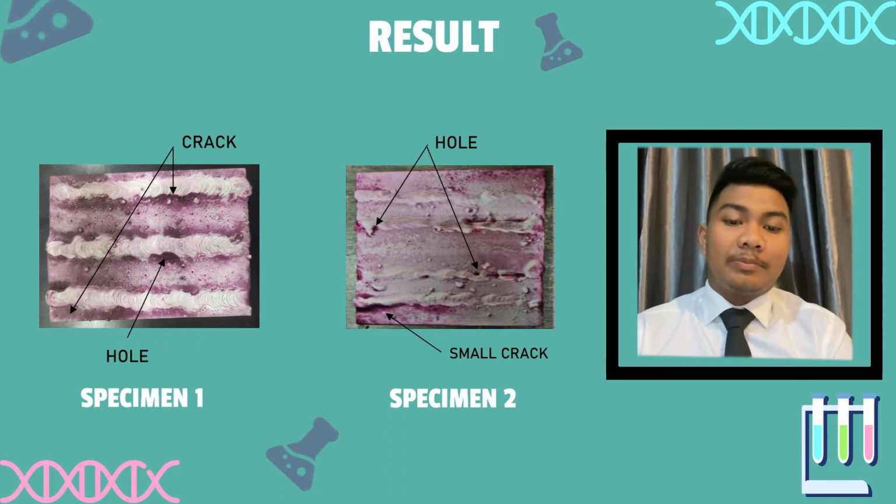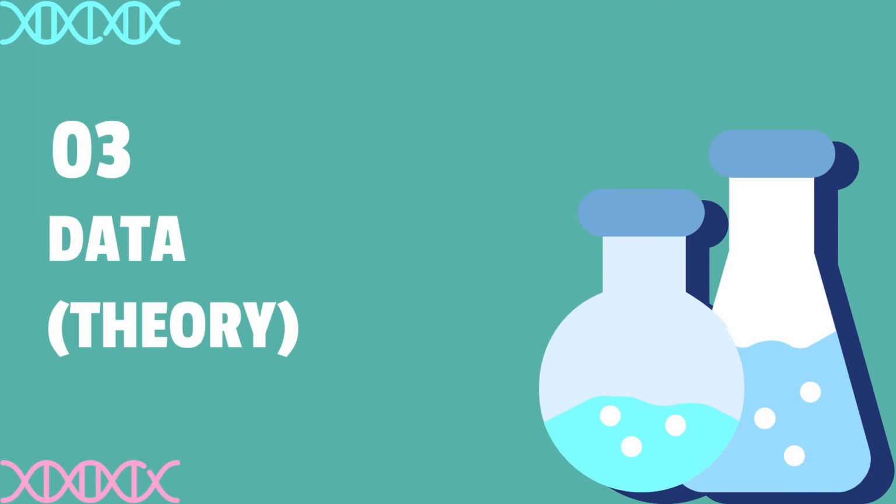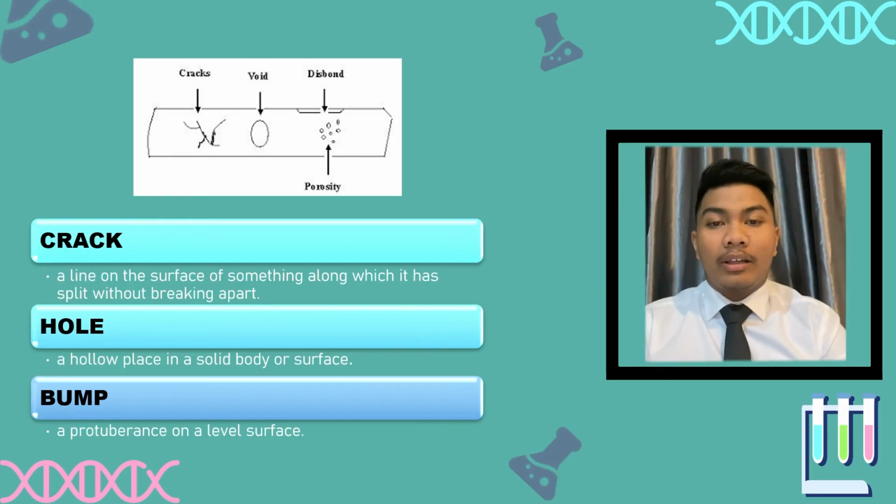01DEM21F1022. Based on this experiment data, for the first specimen, there are two defects, which are crack and hole. For the second specimen, there are two types of defect, which are hole and small crack. Based on data theory for this experiment, there are three types of defect, which are crack, hole, and bump.